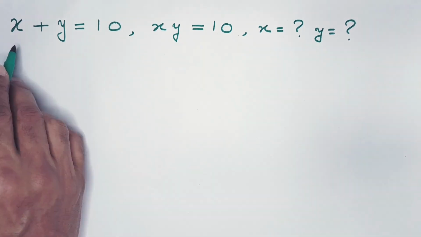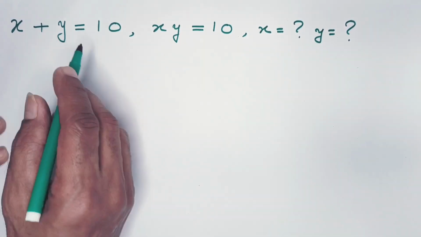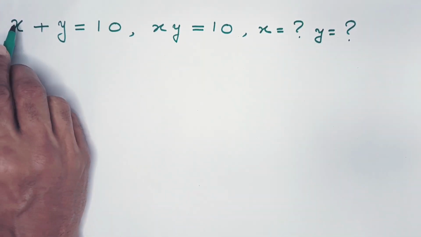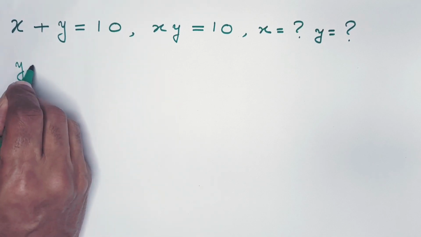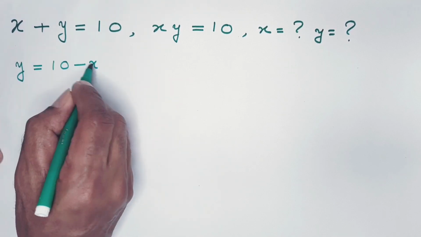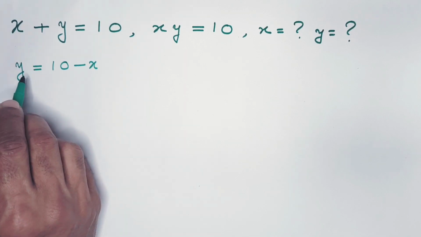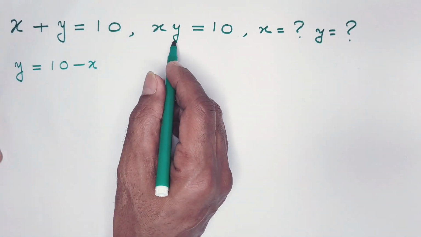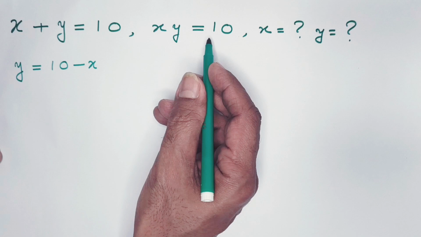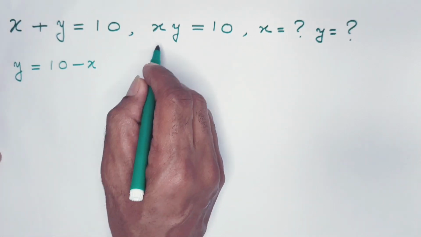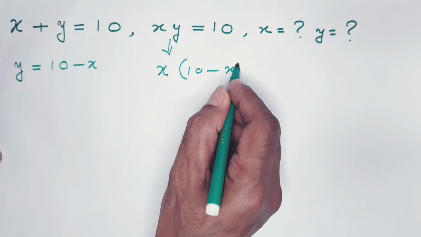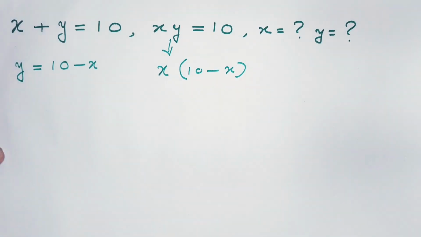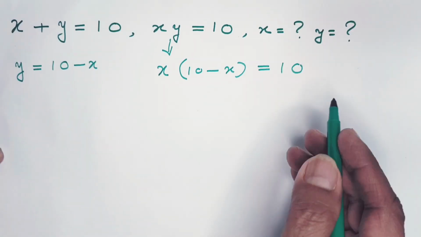To begin with, let's take the first equation, x plus y equal to 10. If you take x to the right side from the first equation, you will have y equals 10 minus x. Then substitute this in the second equation, that is x times y equal to 10. So this one, x I'm writing as it is. Instead of y, let me substitute 10 minus x, and that equals 10.